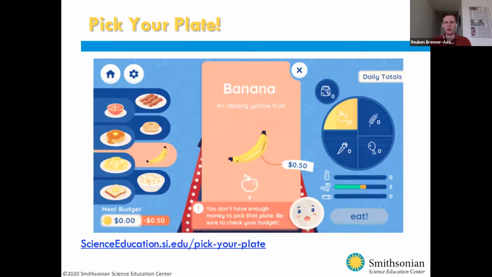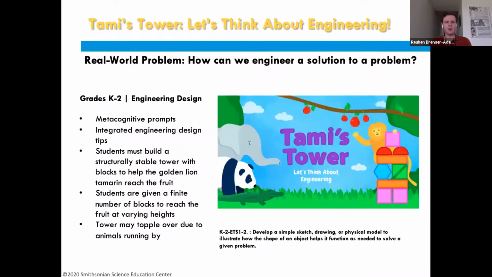I'm going to walk you through, a lot more quickly, a couple of other resources that I think you might find helpful during distance learning. This one is Tammy's Tower. Let's Think About Engineering. This is an NGSS aligned engineering design game for grades K through 2, although I think it's fun for younger or older audiences as well.